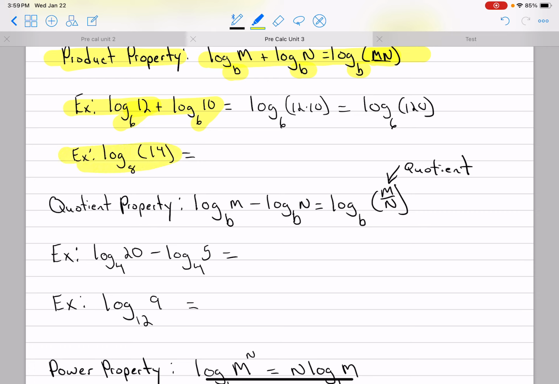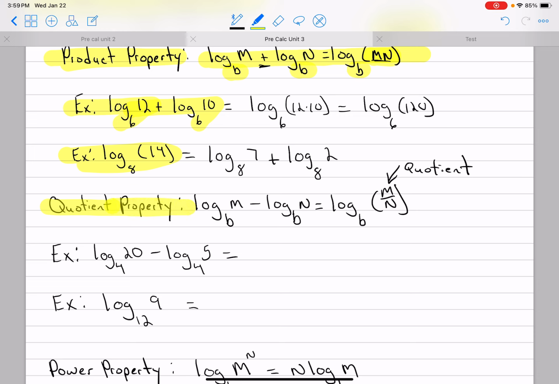Now I can break it apart in the same way. So why don't you break this apart using the product rule? The log base 8 of 14. There's really only one way that you're going to break that apart. So hopefully you're like, all right, I got this. That would be the log base 8 of 7, plus, notice these are connected by a plus, log base 8 of 2, right? Because 7 times 2 is going to be 14. So that is the first rule you need to know. You need to know how to put them together and take it apart, the product property.